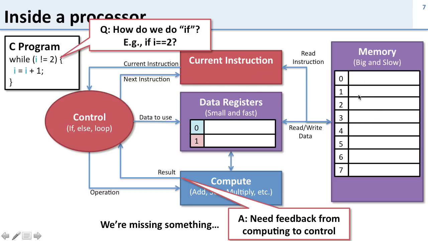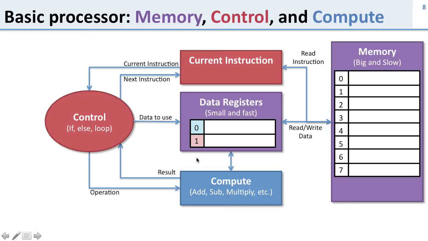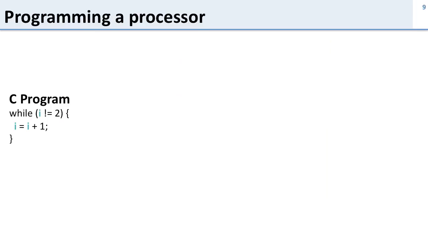We go and load the instruction from memory. That instruction then tells the control what to do. The control tells the compute what to do and the data what to use, and it computes the next value. So that's what we have in our processor: memory, control, and compute.